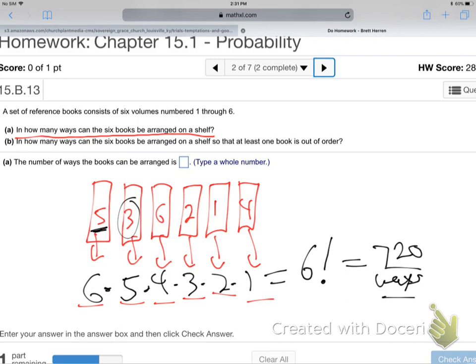So that at least one book is out of order. At least, so all of them are out of order. Or just 2 of them, or 3 of them.